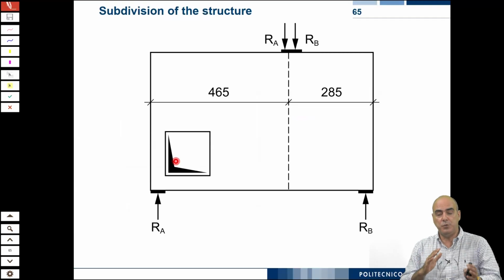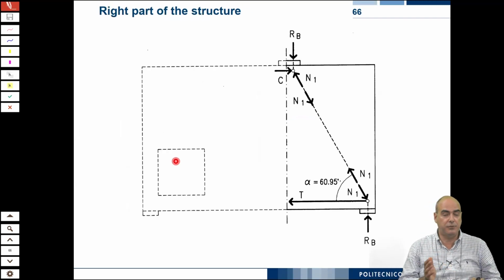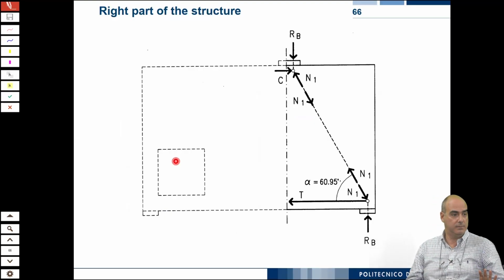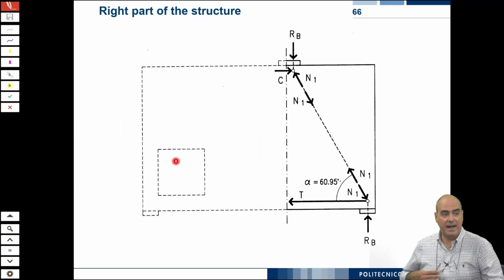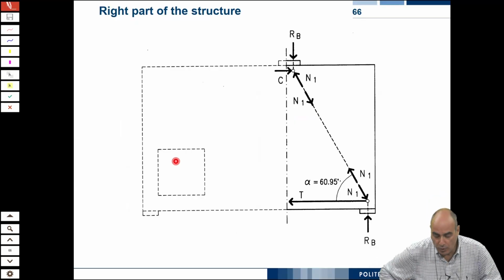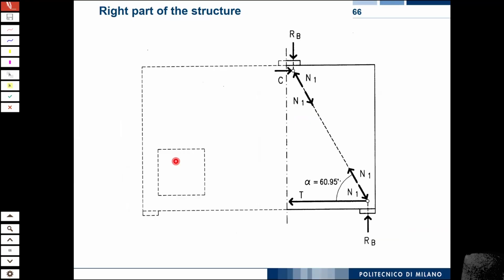We do this because we separately design and analyze the right part of the beam and the left part of the beam. And we start from the right part, which is the easiest one. So how do we identify our struts? We know that the part of the applied load which pertains to this right part has to go from the load application to the support.